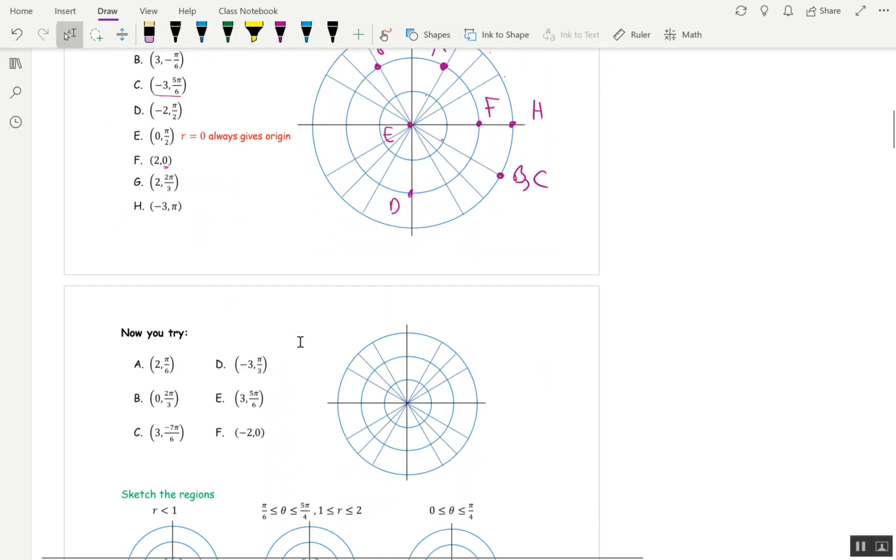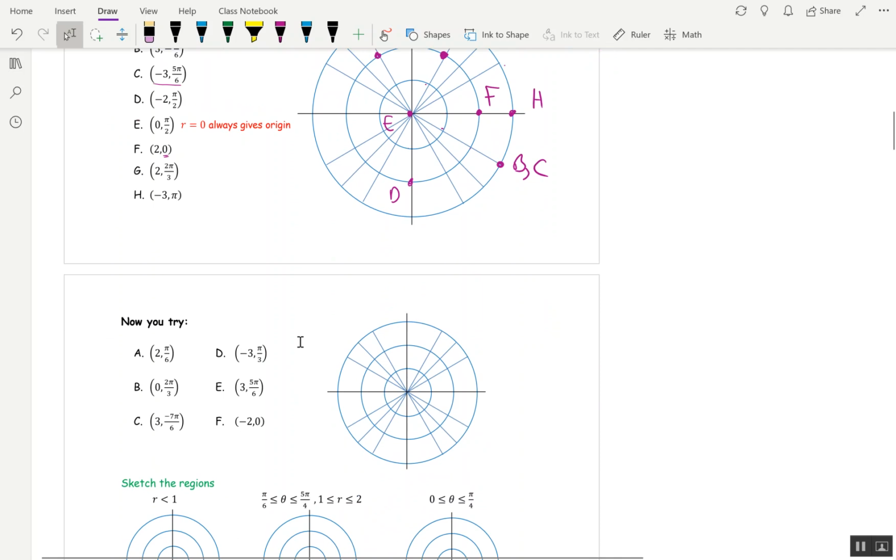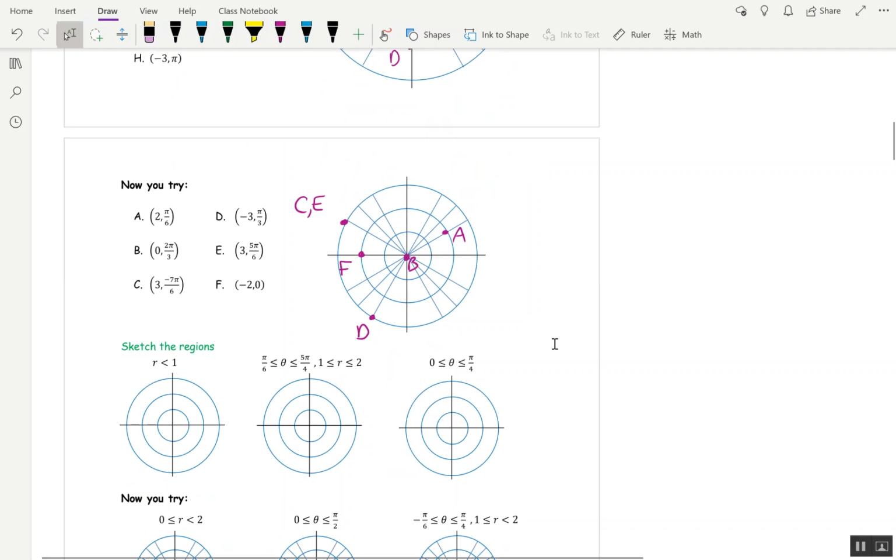Okay, now you try. So pause the video and plot these points. And I'm going to pause it and plot the answers while you do that. Okay, so there are the answers. You can pause it and take a look at those and make sure your answers agree. Now let's sketch some regions.